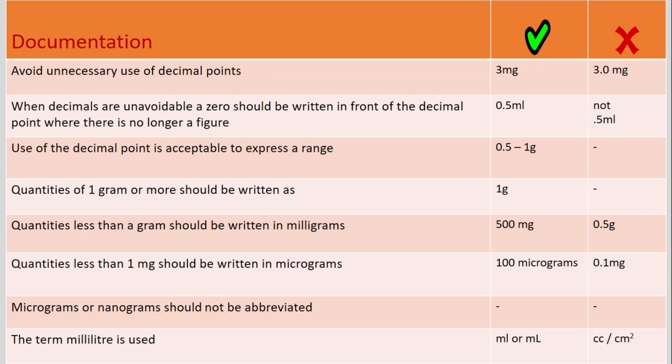The last thing to consider is with regards to documentation. Here, we have a number of do's and don'ts when it comes to documenting medicines on paperwork, inclusive of the importance of the correct use of decimals. See, for example, the first point made regarding unnecessary use of decimals. See how 3.0 milligrams could be easily interpreted as 30 milligrams if read quickly. I will let you digest this information in your own time.